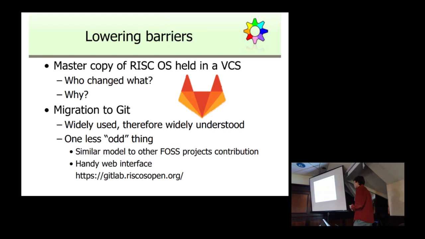On which note, lowering barriers to entry. As at, I think, about 11 o'clock last night, because it was slightly broken yesterday, one of the changes that we've just made recently is to move where the source code to RiskOS is held. So we use a version control system, that's what VCS is short for, which allows us to track who changed what and on what date and for what reason. So it gives you a little change log for each update that's made. But previously, we were using a system called CVS, which is less well-known now than some of the other ones. And in particular, the one that we've migrated to is called Git.